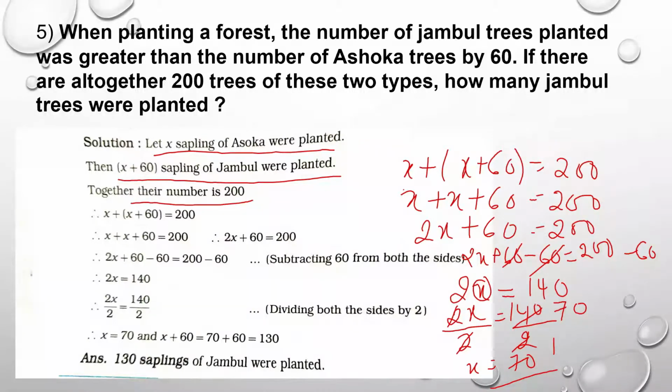So here x we took as Ashoka saplings, that is 70. So the jambul saplings is x plus 60. So 70 plus 60 is 130 saplings. So 130 saplings of jambul tree were planted.